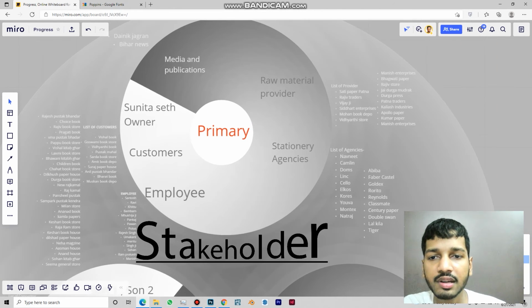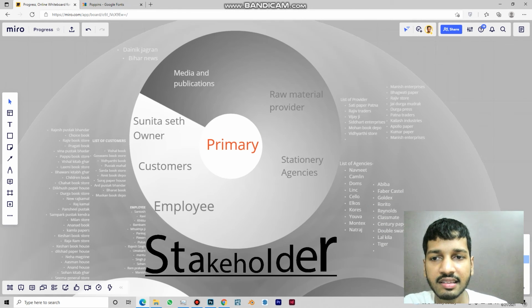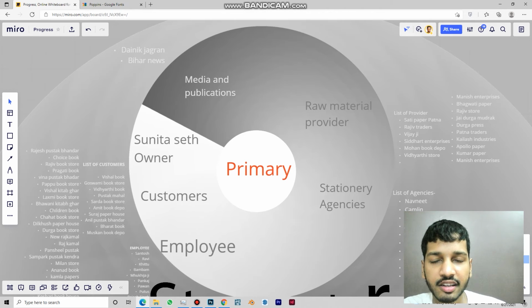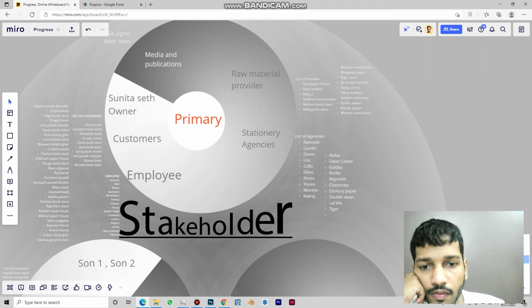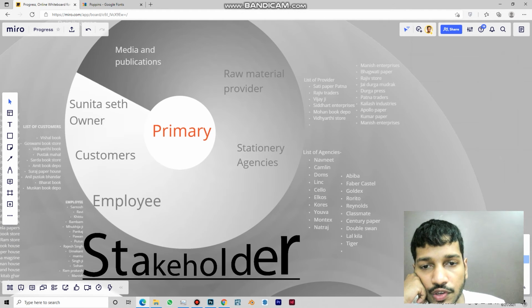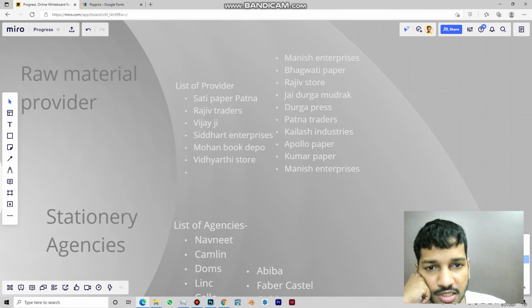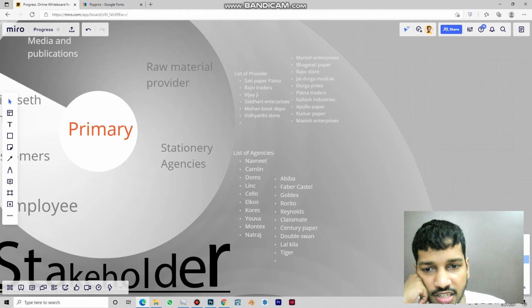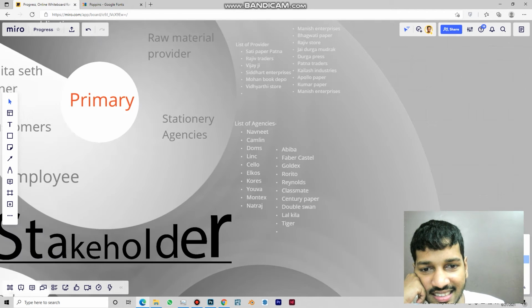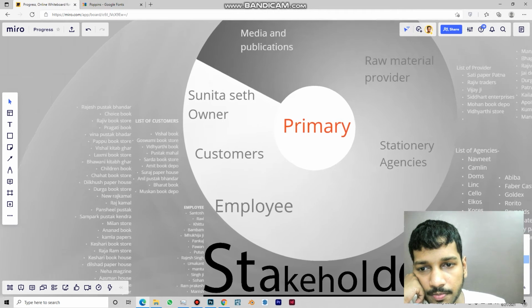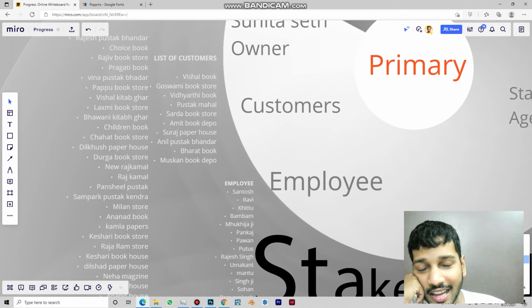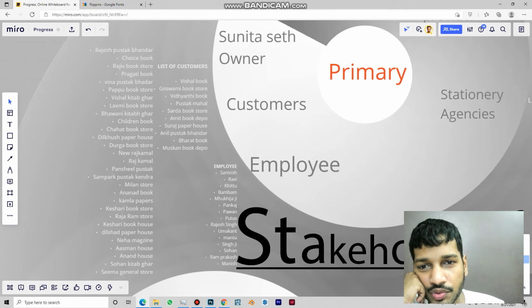The primary stakeholders were media publications, at that area Dainik Jagran and Bihar News, owner, customer, employee, stationery agencies and raw material providers. So these were the raw material providers who were in that business. List of stationery agencies, what they have. A list of customers I got to know, she gave me some sort of ledger and I wrote it down from there.